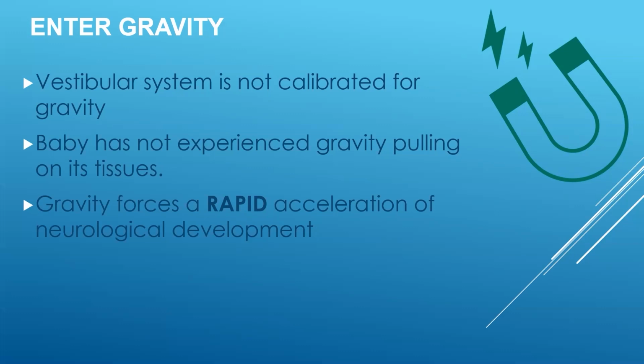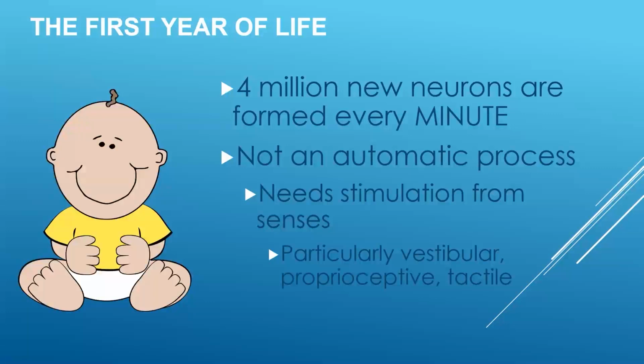You start pushing things. And in that first year of life, a baby's body is going to develop around 4 million new neurons about every minute right at the beginning. Again, this isn't an automatic process. It needs to have stimulation in order for you to actually develop this. So again, when a kid is younger, you need to make sure that you're stimulating their senses.